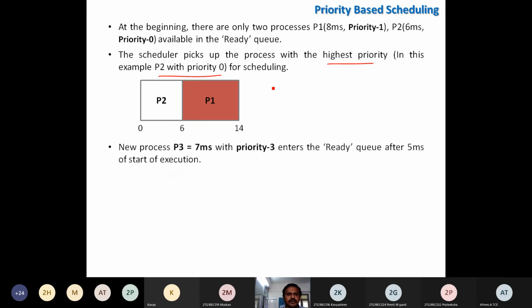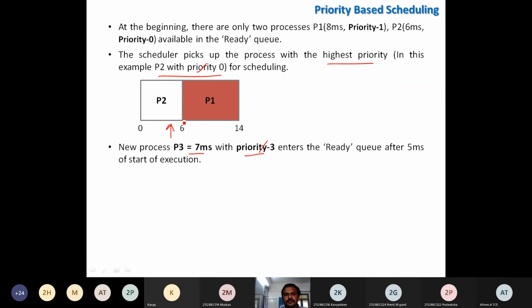Then what is going to happen? A new process P3 with completion time of 7 milliseconds and priority 3 enters the ready queue after 5 milliseconds of the start of execution. Now tell me whether P1 is executed at this time. P3 enters. What about P2? Is it going to be preempted? No, because P2 has the highest priority, that is 0, compared to 3. Priority 0 is higher, therefore P2 is going to continue its execution.